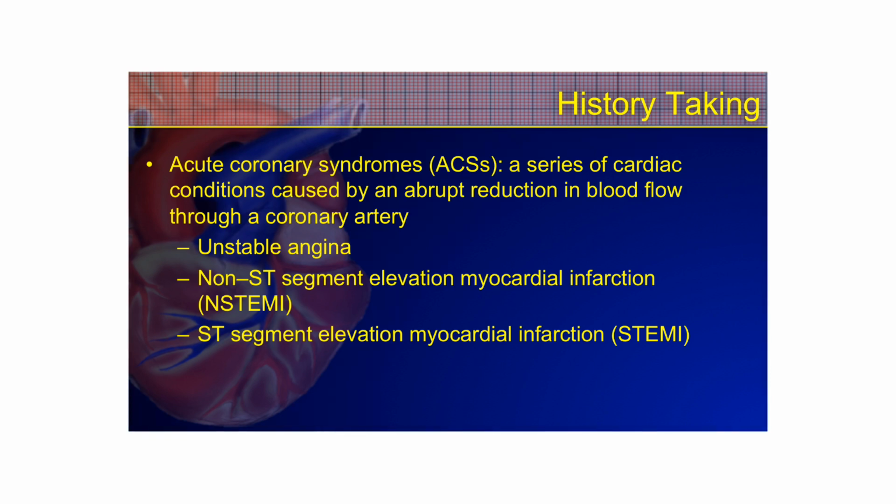So taking the history of a patient that has a cardiovascular emergency, remember that your acute coronary syndromes are a series of cardiac conditions that are caused by an abrupt reduction in blood flow through a coronary artery. So there are many different types of patients that can have ACS, and there are three major ACSs, or acute coronary syndromes. The first one would be unstable angina.